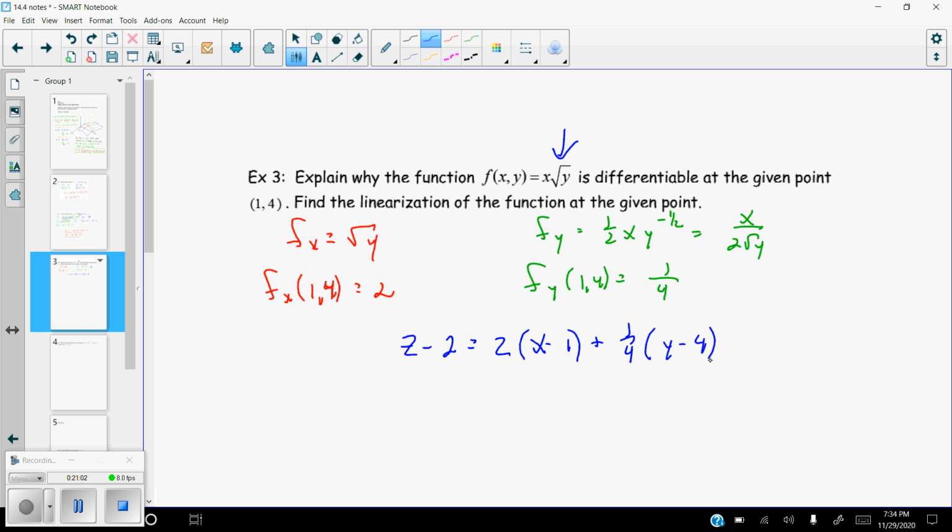To make it linearization, we are literally just going to add the 2 over from the left-hand side, and we're going to change z to L of x, y. So our linearization L of x, y equals, add the 2 over, we get 2 plus 2 times x minus 1 plus 1/4 times y minus 4. There's really no need to distribute everything. If you want to and simplify it, by all means, go ahead and do so. But that's your linearization.